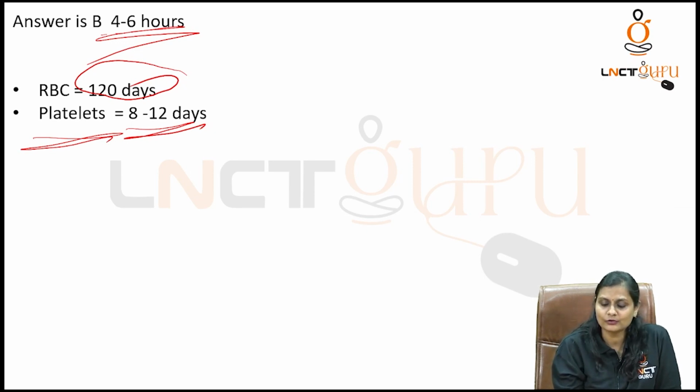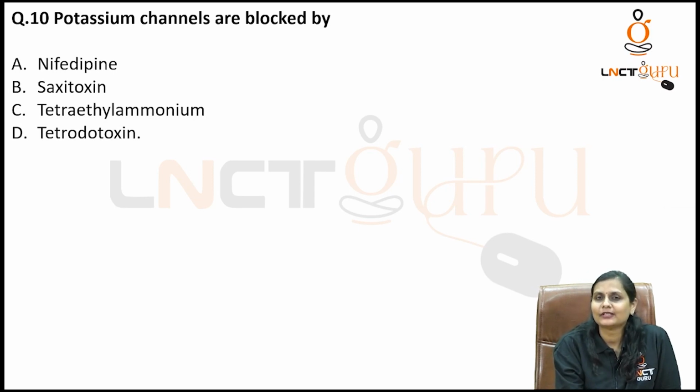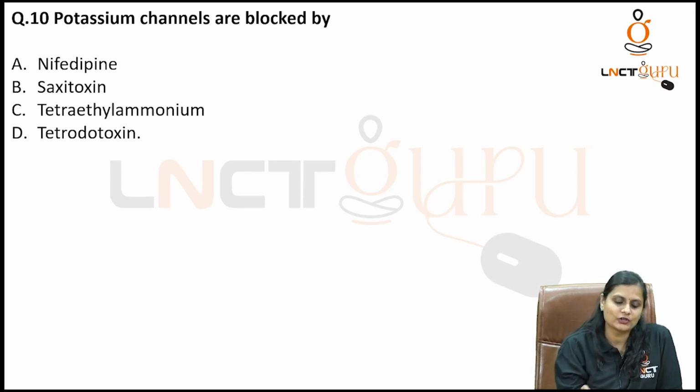Now we move on to the next question, that is question number 10. Potassium channels are blocked by option A, nifedipine, option B, saxitoxin, option C, tetraethyl ammonium, and option D, tetrodotoxin. The answer for this question is option C, that is tetraethyl ammonium.